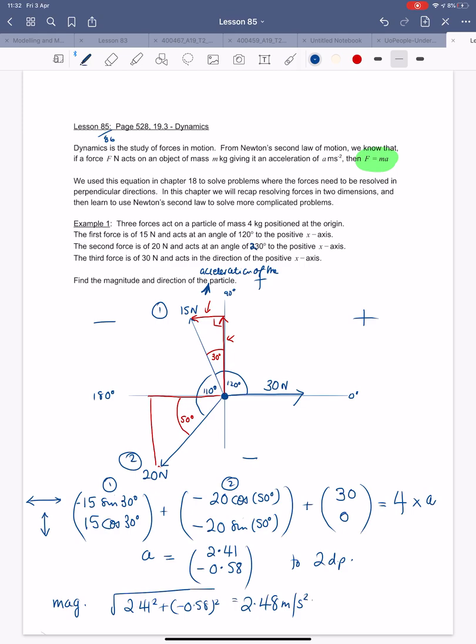Okay, and then the angle, it's 2.41 across, minus 0.58 down. So we do tan inverse, shift tan, 0.58 divided by 2.41. So it's 12.5. Got a different answer from those here. I've got angle 12.5 degrees below the horizontal.